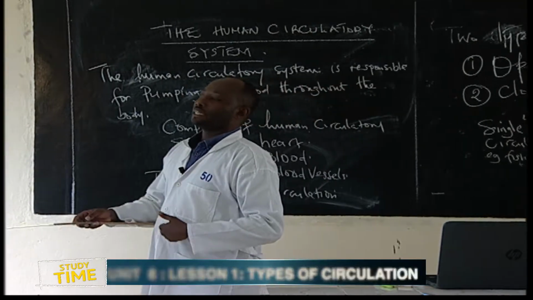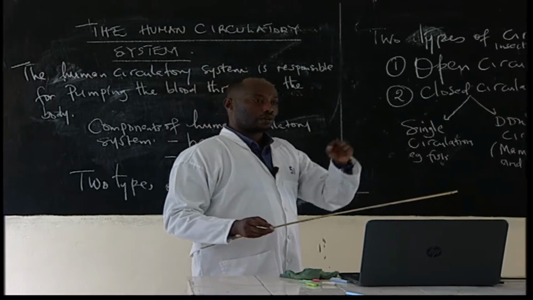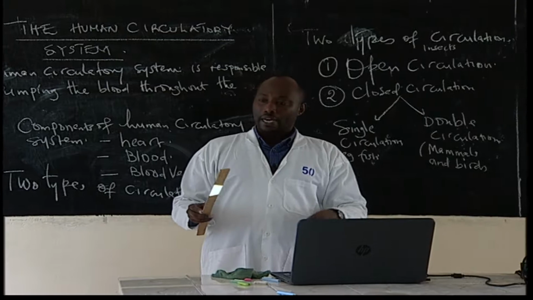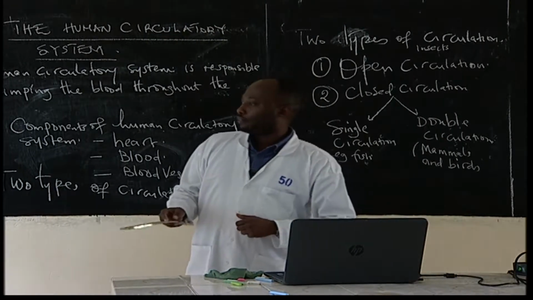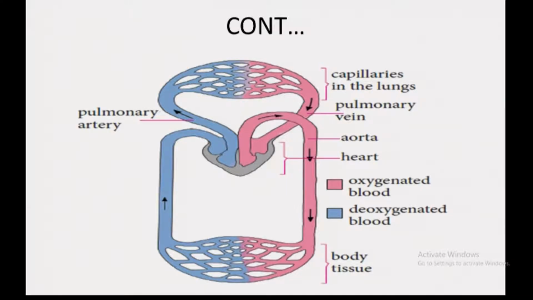This double circulation is commonly found in the bodies of other mammals, as I mentioned before, and even some of the birds. So double circulation is commonly found under the closed circulatory system, where the blood has to move twice through the heart. Let's have the diagram showing the double circulation. Remember, we have some key parts in the diagram.